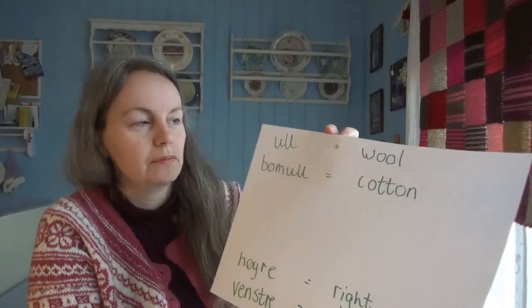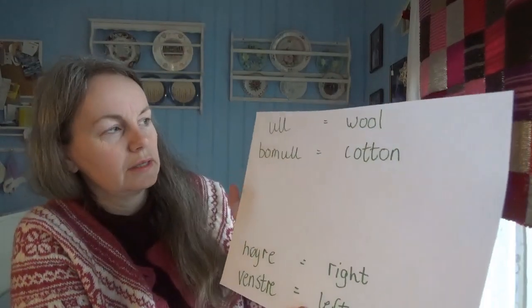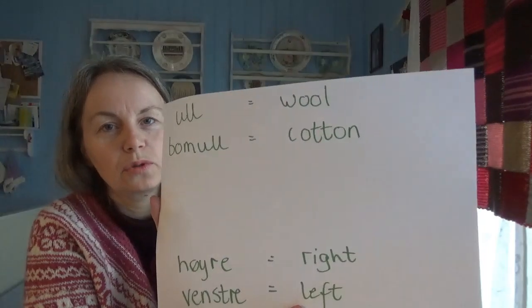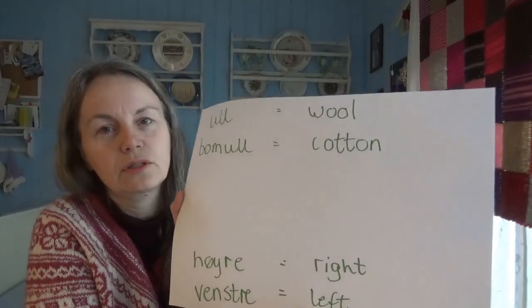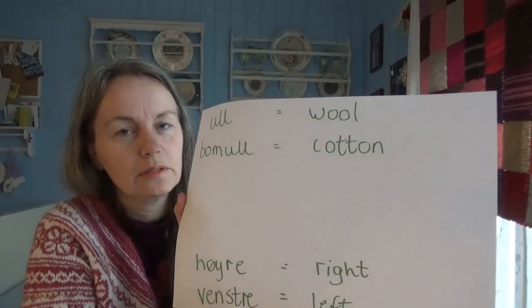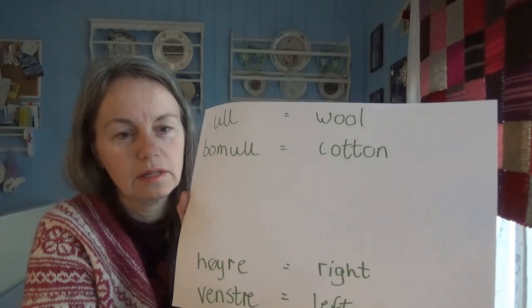I had thought about making more words, but I didn't. Ull, that is wool. Bomull, that is cotton. And then we have merino, that's the same word, and silk, silke, that's the same word. I could maybe have written lin, that is linen, isn't it? Yeah, I didn't do that, I just thought of it now.